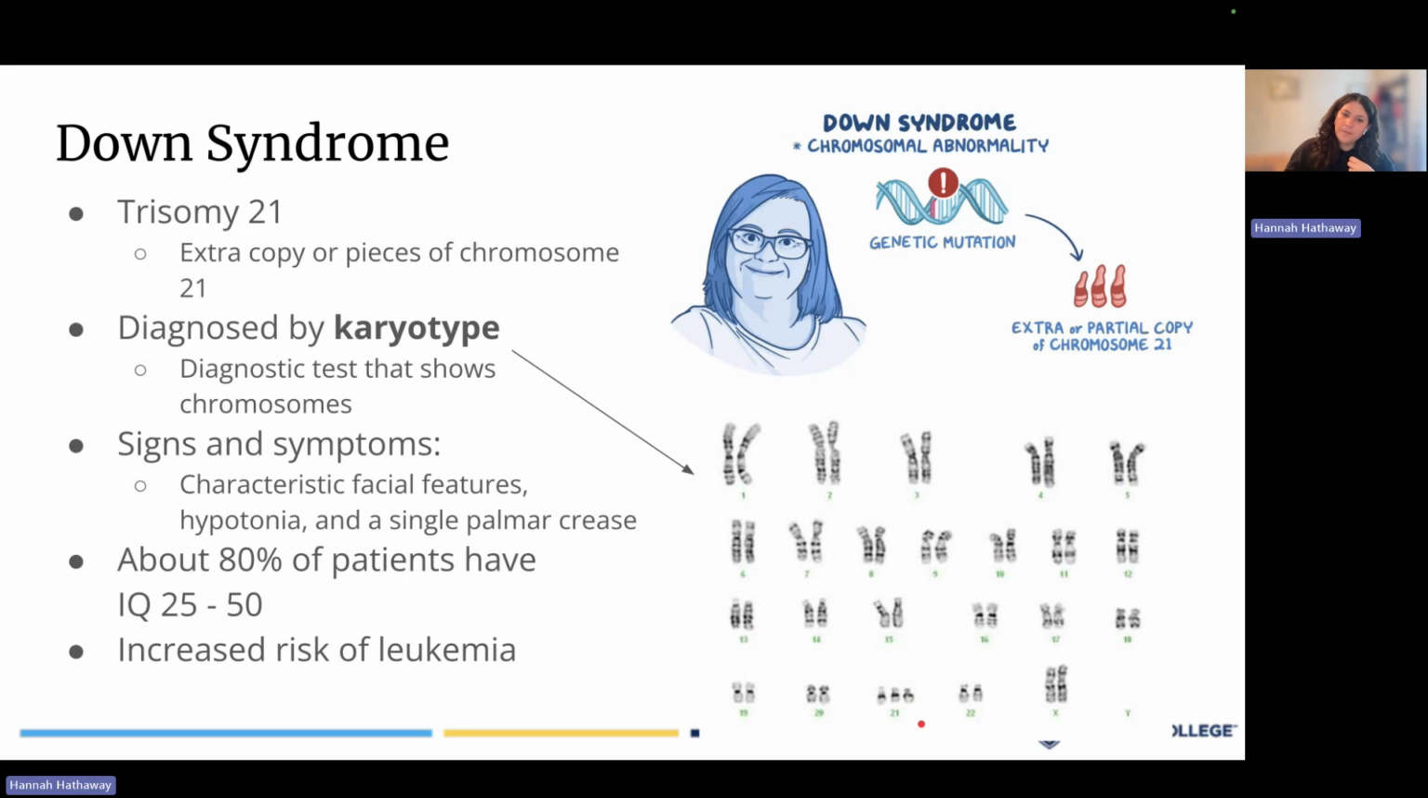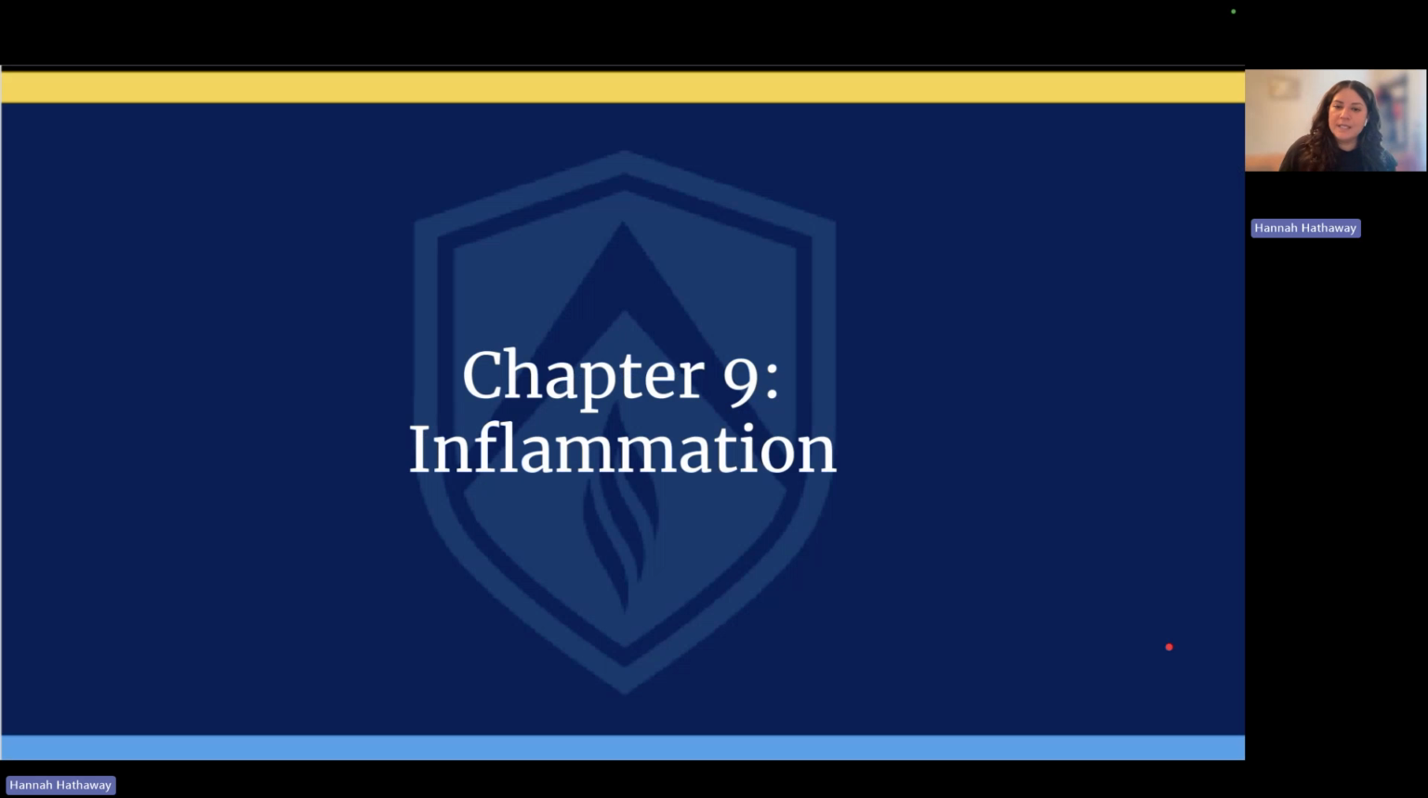There are some classic signs and symptoms associated with Down syndrome: some characteristic facial features, hypotonia, so decreased muscle tone, and a single palmar crease. About 80% of patients with Down syndrome have a reduced IQ. And patients with Down syndrome also have an increased risk of developing specific types of leukemia. Okay, and those are the 4 genetic disorders you need to know. Once again, there were lots of other genetic disorders in that chapter. You only need to know those 4. Okay, so let's move on to the next chapter.